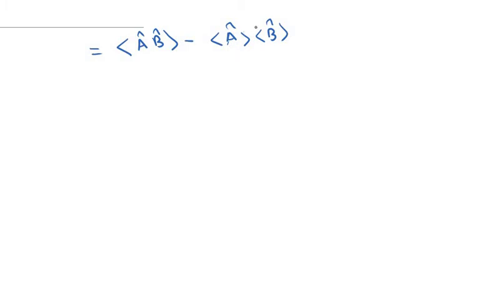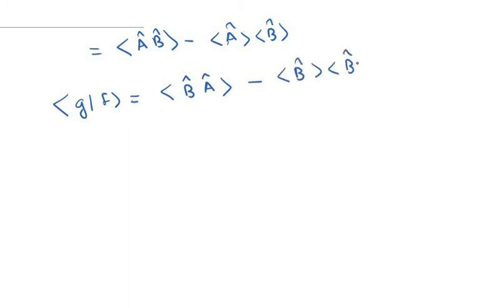Okay, so similarly, if we do the inner product of G with F, this becomes equal to the average value of the operator BA minus the average value of the operator B times the average value of the operator A, which is equal to the average value of BA minus the average value of A times the average value of B.